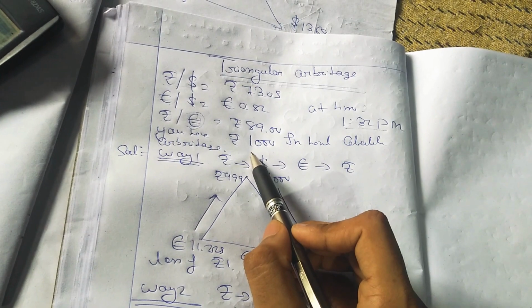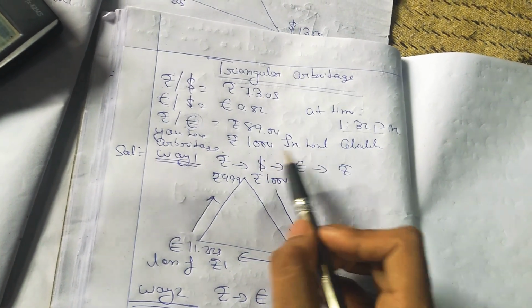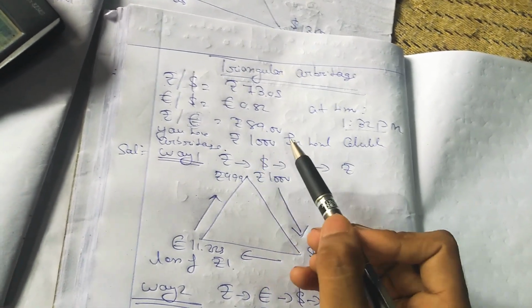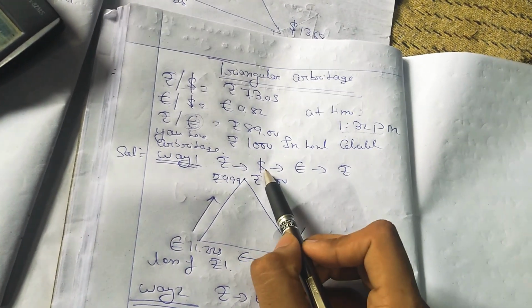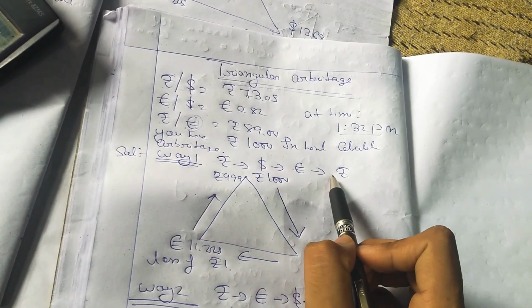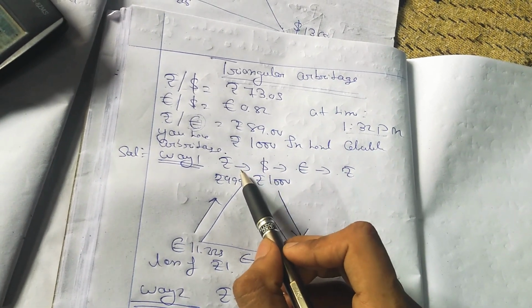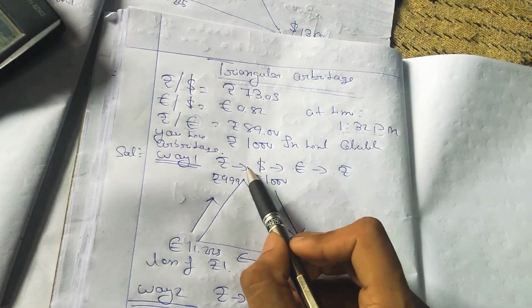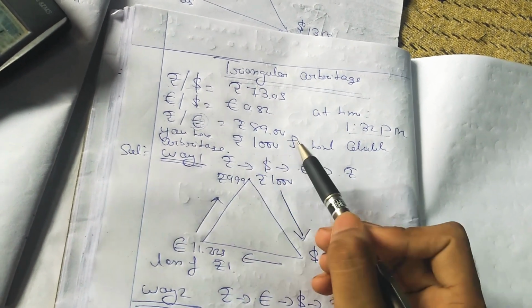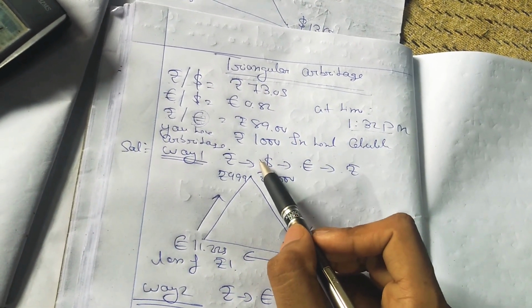So you have an amount of 1000 in hand. You have to calculate the arbitrage. Now there are two ways to do it. You either convert rupee to dollar, dollar to euro, euro to rupees. Look, there is a thing we do not know initially, which way we have the gain. So we have to calculate it.